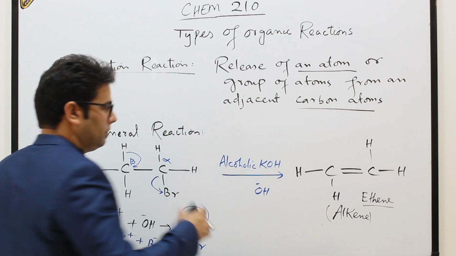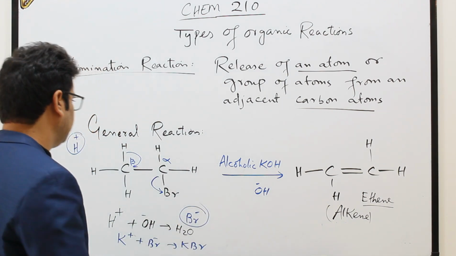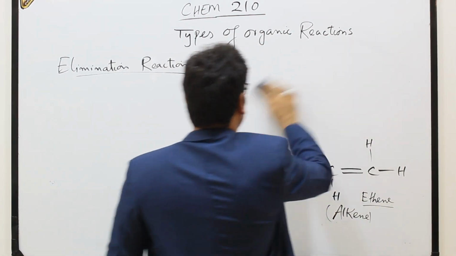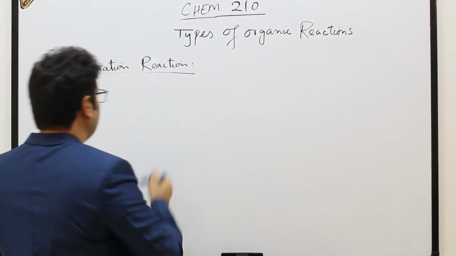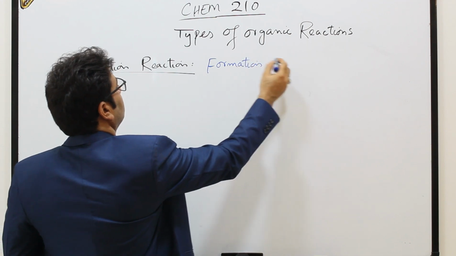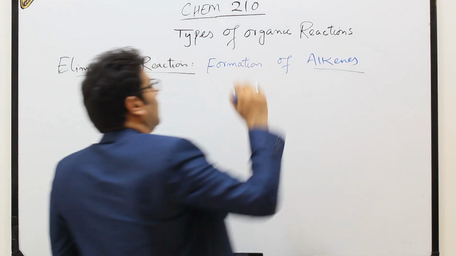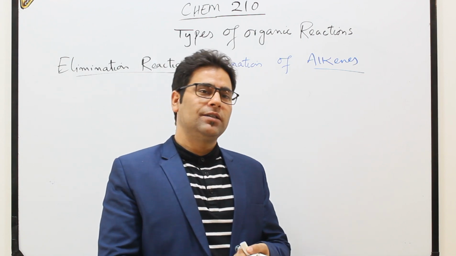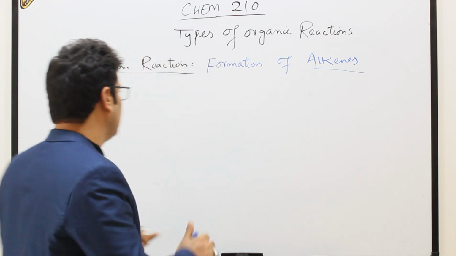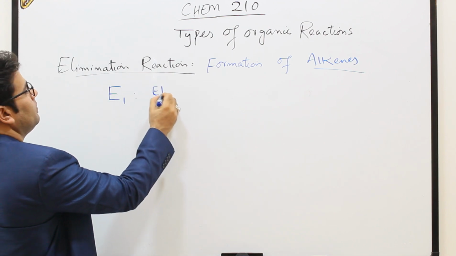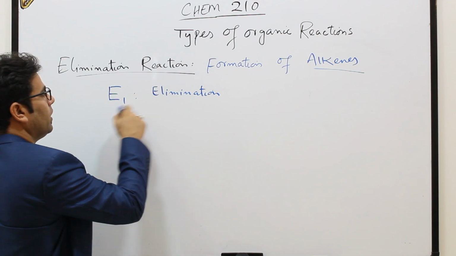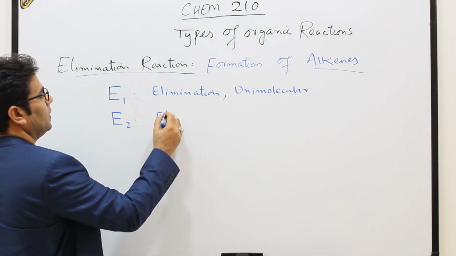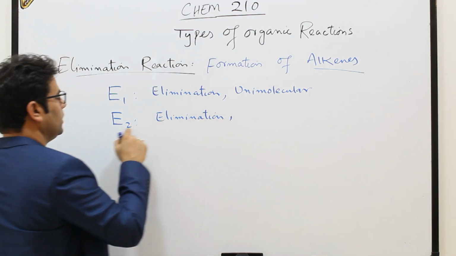Now let me discuss some more examples with mechanism. So this is formation of alkenes. If you remember nucleophilic substitution reaction, we had SN1 and SN2 reactions. Similarly, in elimination reaction, we have two types, E1 and E2. E1: what is E? Elimination. What is one? Unimolecular. And E2: E is elimination, and 2 is bimolecular.